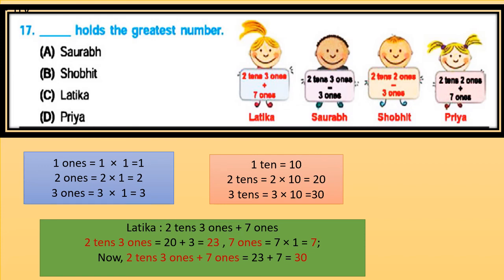Now Latika holds 2 tens, 3 ones plus 7 ones. Now 2 tens is 20 and 3 ones is 3. So 2 tens, 3 ones will be 20 plus 3, 23. And 7 ones is 7 into 1, 7. So Latika holds 2 tens, 3 ones plus 7 ones, which is equal to 23 plus 7, which is 30. Now similarly calculate for Saurabh, Shobhit and Priya and then find who holds the greatest number.